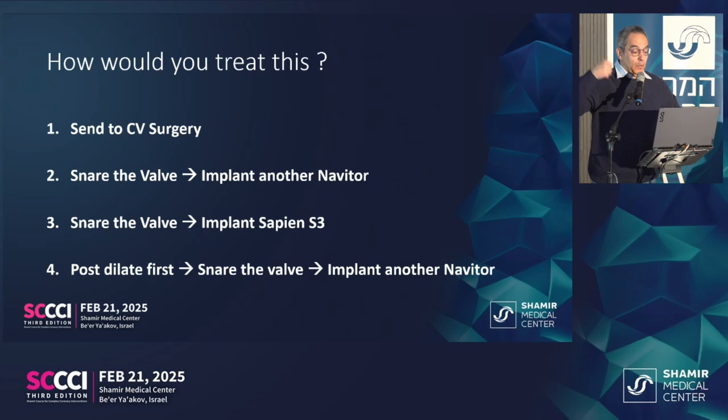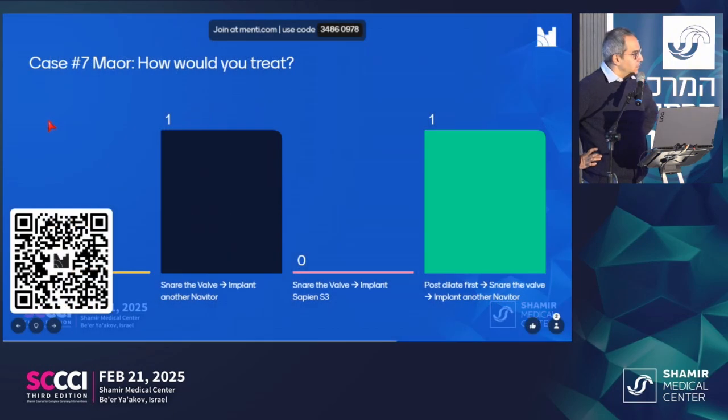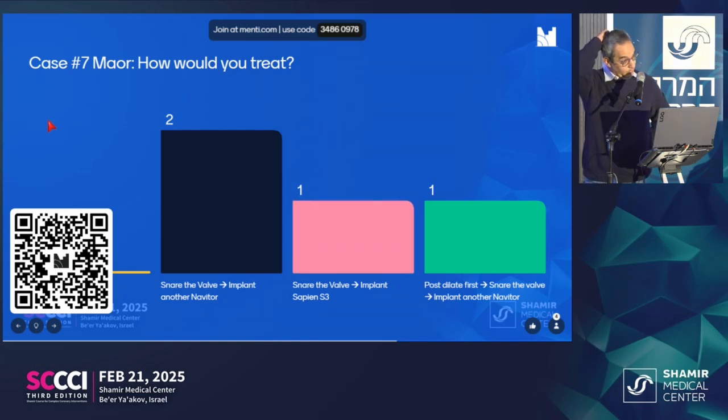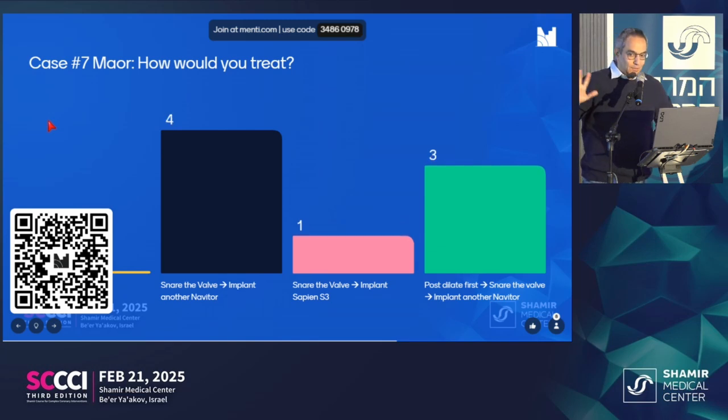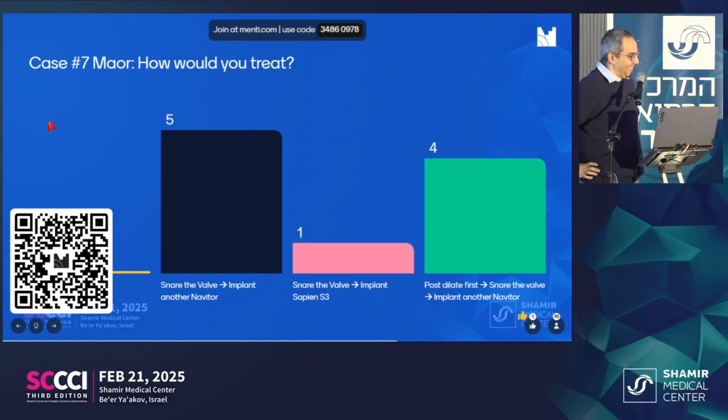Or you can post-dilate first because you would, as an underexpanded, snare it or anchor it, and then implant another valve. Okay, let's see. So the title was Navitor through a Navitor, so, okay, but still.